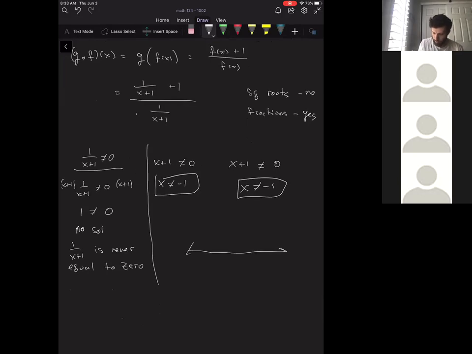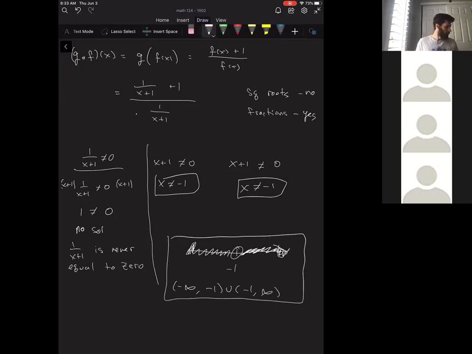So we go to our number line. Here's minus 1, put a circle on it. But everything else is okay. So everything to the right's okay. And then everything to the left's okay. So our domain's going to be minus infinity to minus 1, and then minus 1 to infinity. All right.